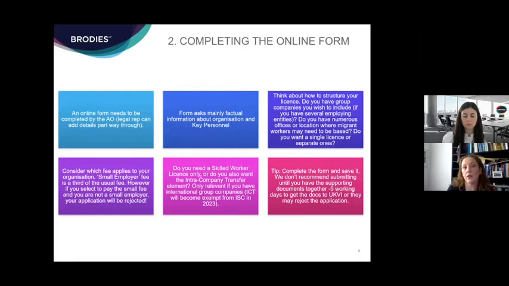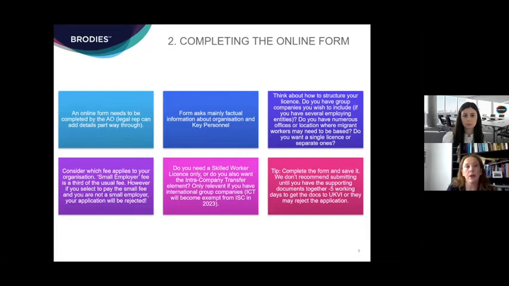And it is useful to be able to create the form, save it for a while, go off and check that you've got your documents ready before you go ahead and submit. And we would usually recommend that you did that so that you have the form ready and then you've got your documents ready before you press go. The form asks mainly factual information about your business, so much of it is straightforward about what sector you operate in, where you do business geographically, details of your registered office, etc.